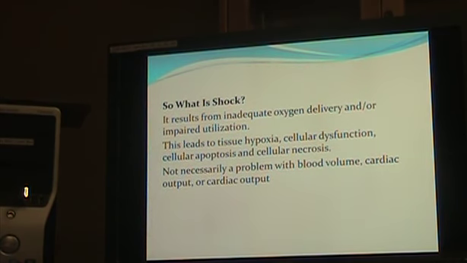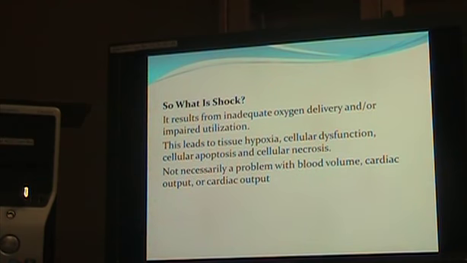So what is shock then? It results from inadequate oxygen delivery or impaired utilization. Now when your cells aren't getting oxygen and they aren't getting nutrients, then what happens? Obviously the tissues are going to become hypoxic, the cells aren't going to function nearly as well, and your cells will die, and they'll die of one of two ways, either programmed death or cellular necrosis.